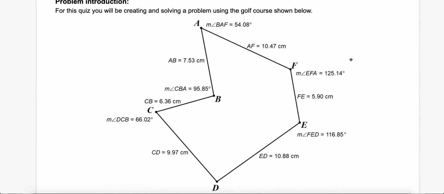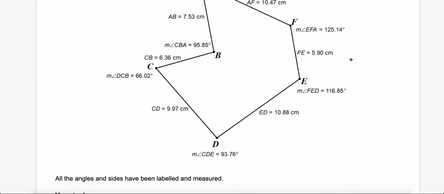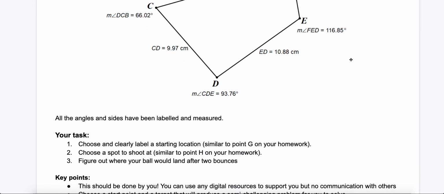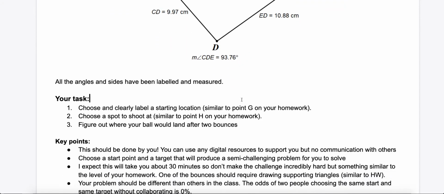So for this one, I have kind of a setup of a golf course thing. We're going to do some trigonometry in here. Their task is to clearly label starting points. This is the setup of the problem down here, and then this is their task. We've talked a little bit in class before. This is related to a project they're working on. We've already talked in class about what it means to set up a challenging problem. I've given them a homework problem that's very similar to this already. So I'm saying, design your own problem that's going to be about the same level as our homework question.